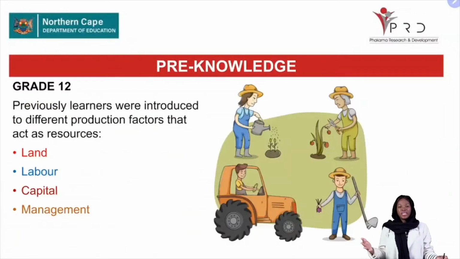Previously, we have covered agricultural production factors, which are resources that act as input in order to produce output. So now, when it comes to agricultural marketing, we are combining all these agricultural factors or resources to produce and be able to sell, and obviously make profit.